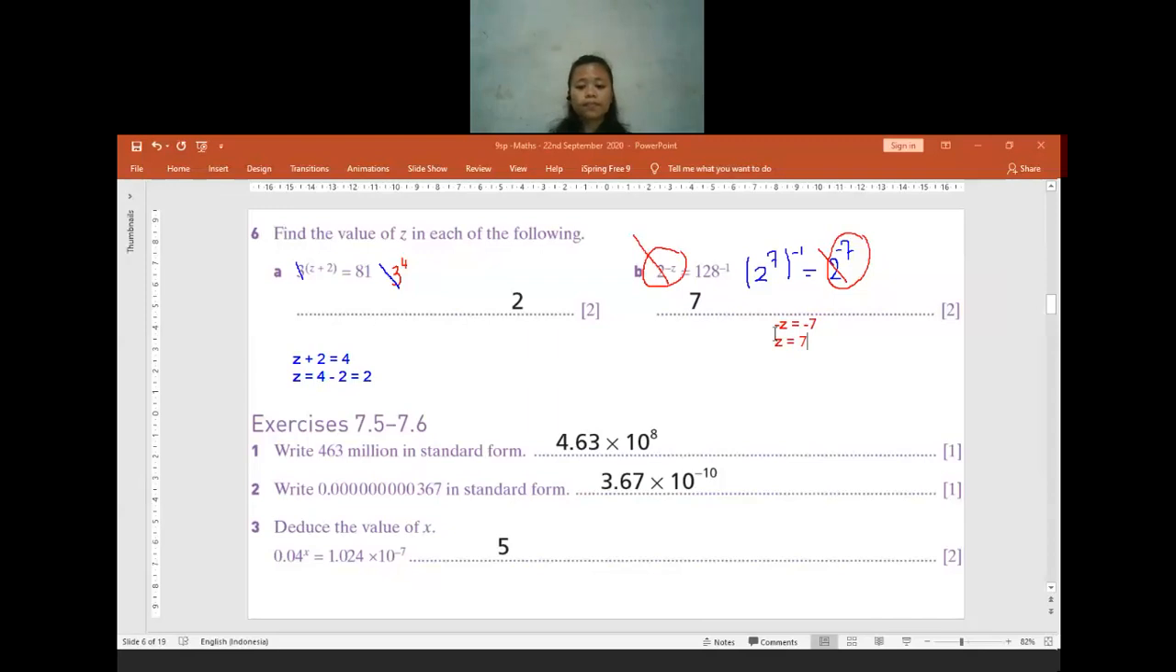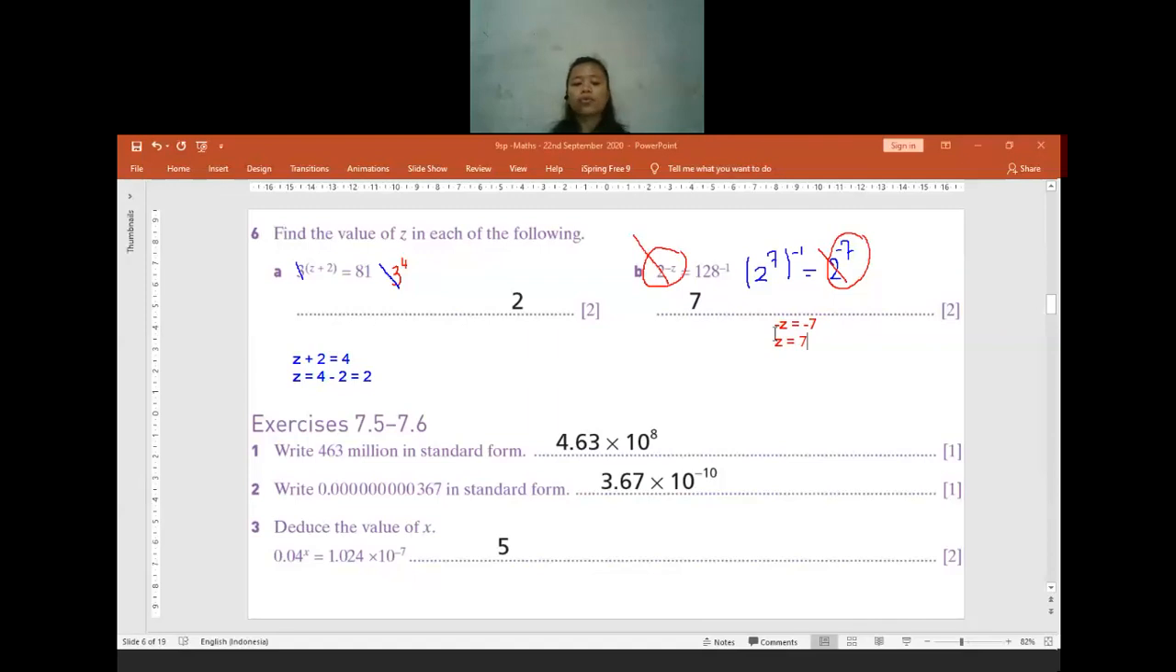Any questions so far, my lovely 9S? No question for sure? Okay. If you really have no question, I will move to the next question.